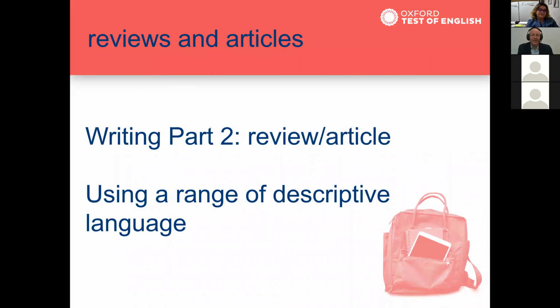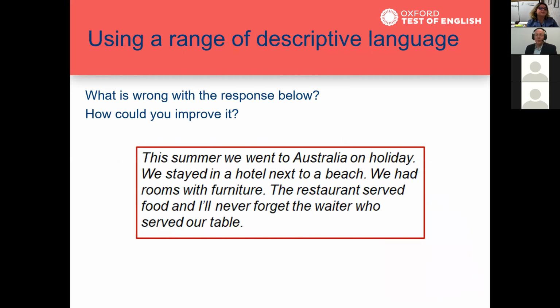Now, finally, in part 2 of writing, we had the other option, which was more descriptive. And this is my favorite part, quite honestly, using a range of descriptive language. Now, here, we're going to imagine that this person decided to write, looks like an answer to, what did you do in your last holiday? Take a look. This summer, we went to Australia on holiday. We stayed in a hotel next to a beach. We had rooms with furniture. The restaurant served food, and I'll never forget the waiter who served our table.